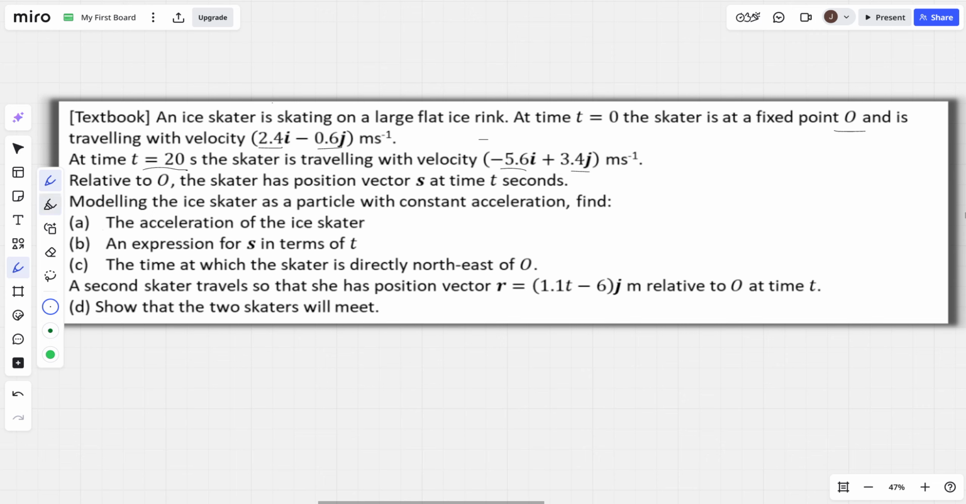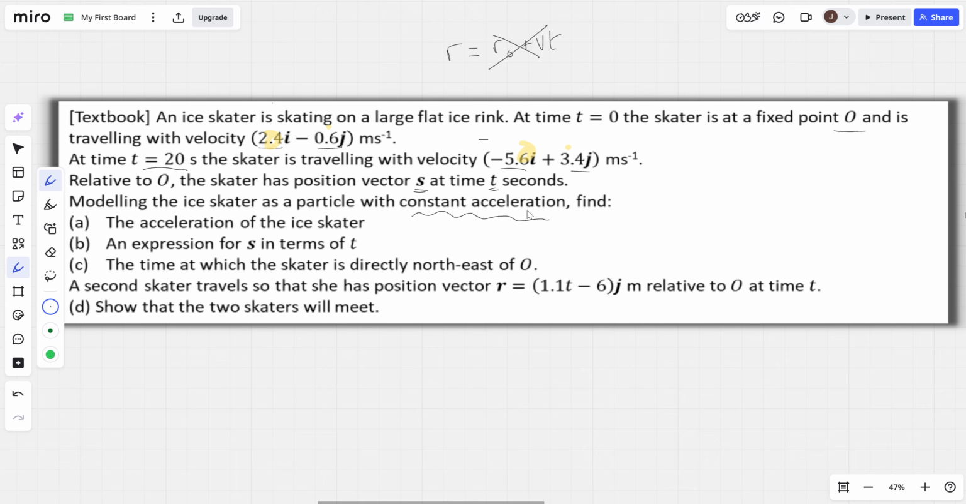Okay, so first thing we need to notice is these values are not the same. So there must have been some acceleration. Things must have changed. So this one, which applies to some questions, is not going to be useful here because there must be some acceleration going on. Relative to O, the skater has position vector S. So they just want us to use the letter S at t seconds.